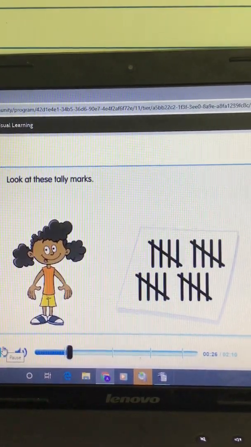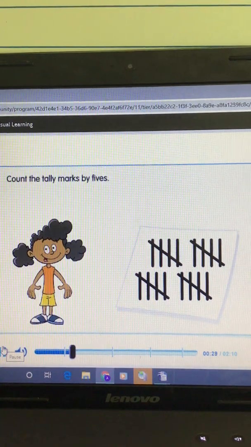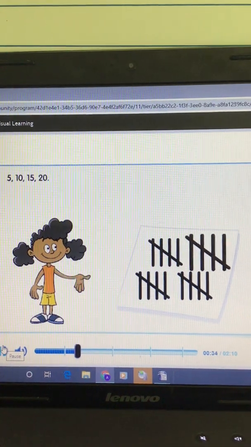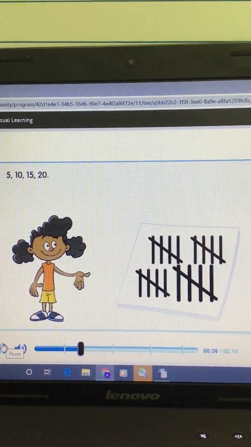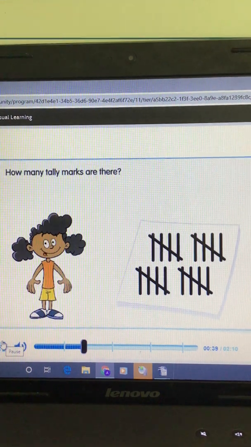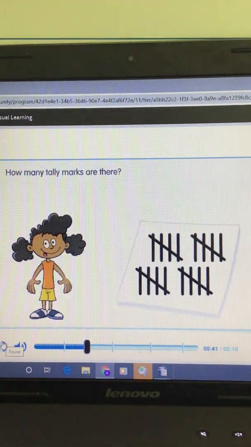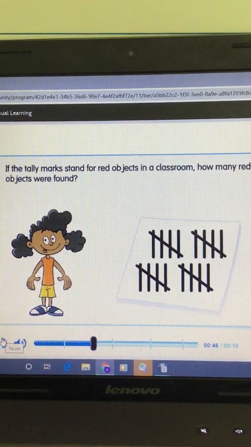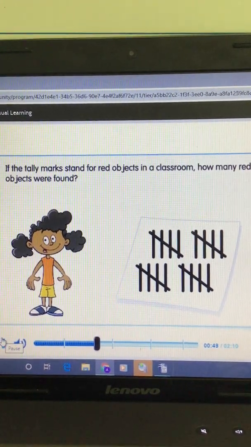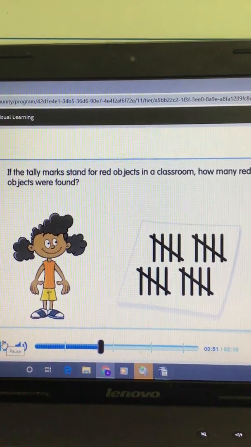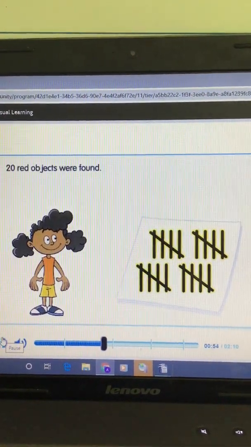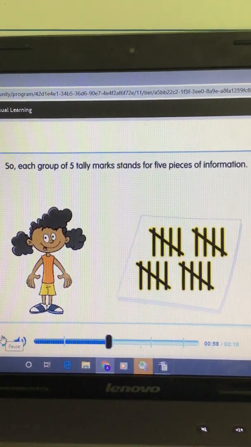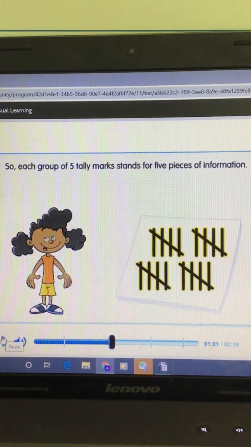Look at these tally marks. Count the tally marks by fives. 5, 10, 15, 20. How many tally marks are there? There are 20. If the tally marks stand for red objects in a classroom, how many red objects were found? 20 red objects were found. So, each group of 5 tally marks stands for 5 pieces of information.